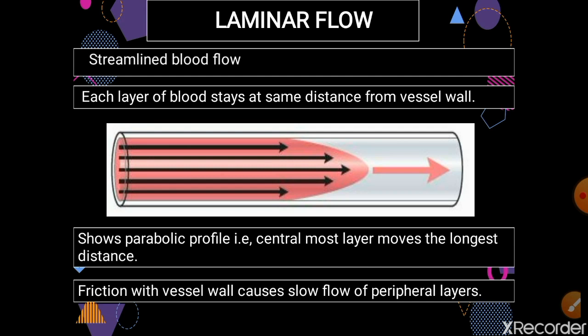So as you can see in this figure, the layers which lie closest to the vessel wall face the most friction. Thus, they are the slowest. As you move away from the vessel wall towards the center of the vessel, the friction reduces and the speed increases. That is the reason the flow shows a parabolic profile. By parabolic profile, I mean the shape of a bullet.